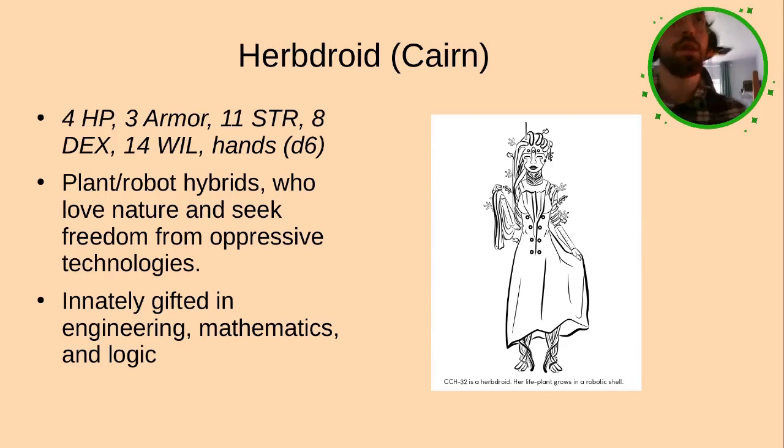So, for example, we could talk about a group of people. They're part robot and part plant. We'll call them herb droids.